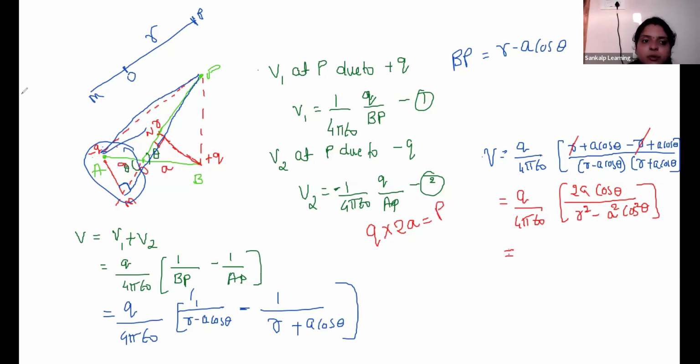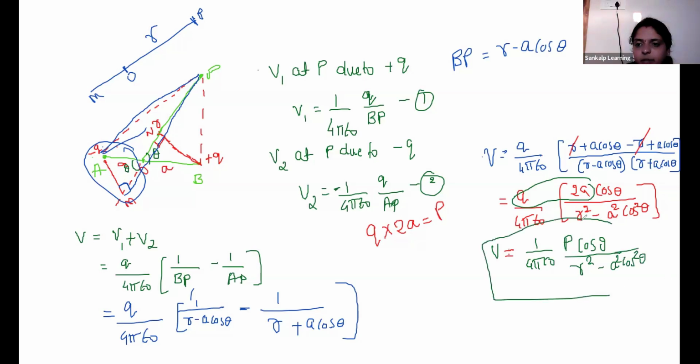So therefore here we have written Q into 2A, and this Q into 2A can be replaced as P cos theta, and here it is 1 upon 4 pi epsilon naught. This is potential V is equal to, and the denominator term R square minus A square cos square theta. So this is the final expression for the potential due to a dipole. Potential due to a dipole is given by 1 upon 4 pi epsilon naught P cos theta upon R square minus A square cos square theta.